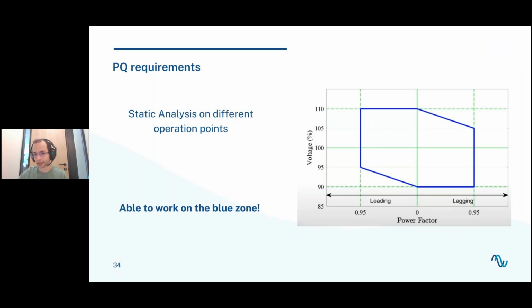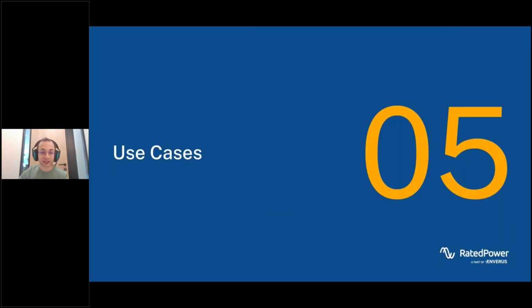And with this, we are able to obtain a static analysis on different operation points. So the same curve that we saw before, we just put in the point of interconnection, we place, for example, in the left side, 110% voltage, and we check what is the window of operation of our inverters under this condition. We check the area and we obtain the operation of our PV plant for different points at the point of interconnection. Now let's jump into use cases.